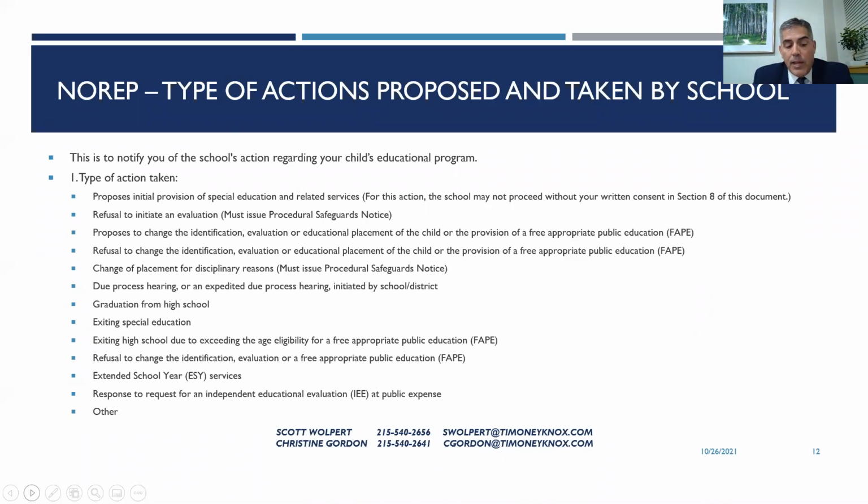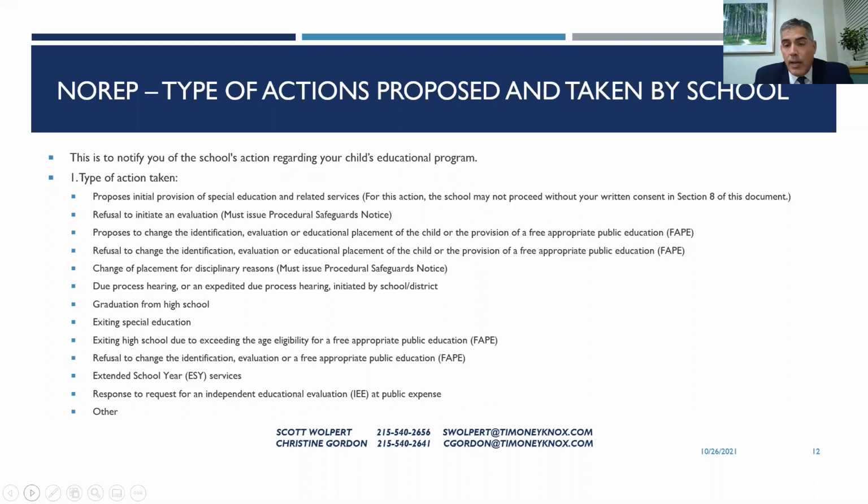A few entries down, change of placement for disciplinary reasons. Christine and I find that with discipline, it usually happens fast. It's usually confusing because the school tends not to tell the parents much of what's happening. Many of the things happen in school in terms of the event itself, discipline, interviews by the principal, things like that. But if there is a change of placement, meaning an exclusion of a child for 10 days, it could be 15 days, depending on the situation, it could be longer actually, then that has to be identified through a statement, and the form of statement is through a NORP.